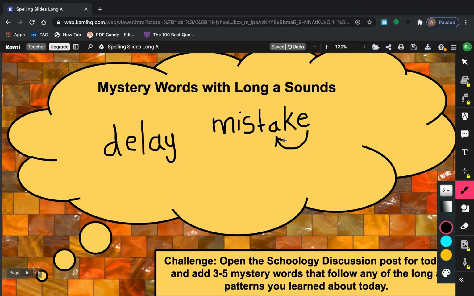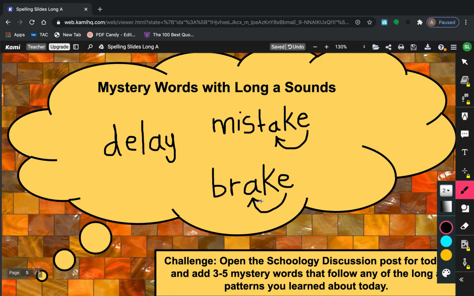The last mystery word that I would like to add is break. And I'm going to add the brake as in the brake on a car, instead of the break like we are taking a break or you're breaking something. Again, A consonant E. The E at the end is silent, which makes that A long. So it's A consonant E.